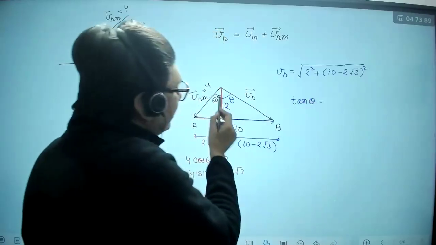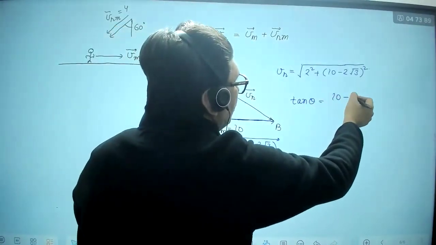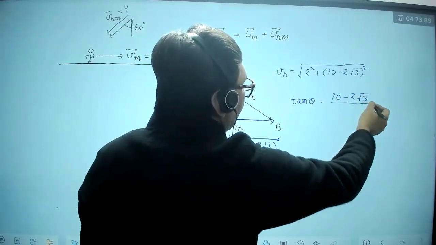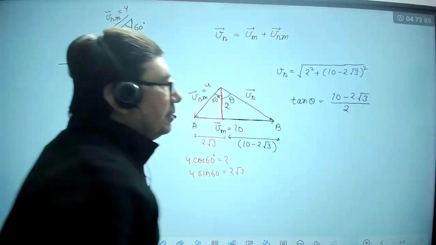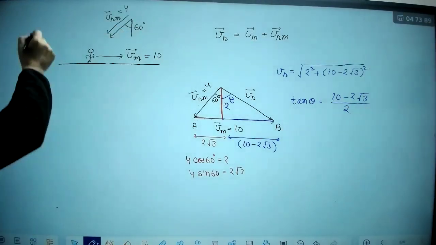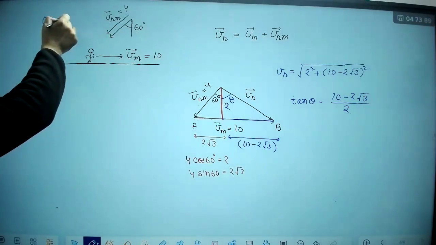That will be tan theta. This is perpendicular: minus 2 root 3 divided by base. Base is 2. That will be tan theta. In this way, you can find out. This is case 2. This is the second case that is possible.